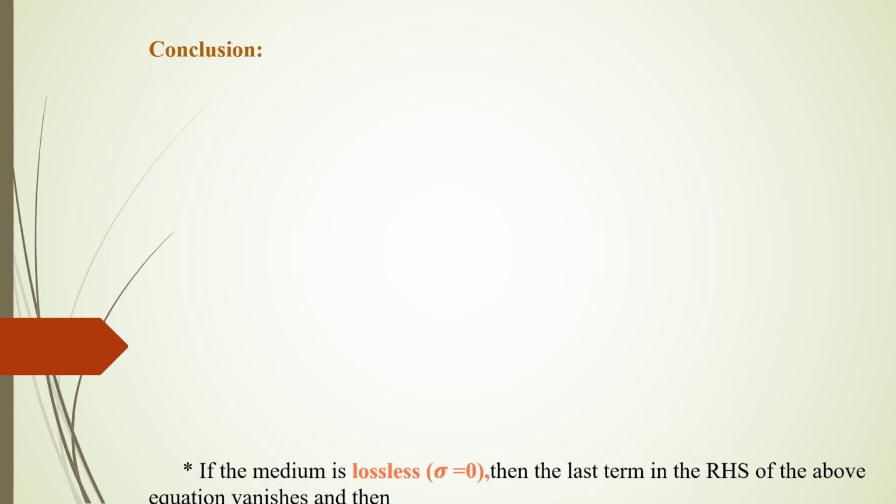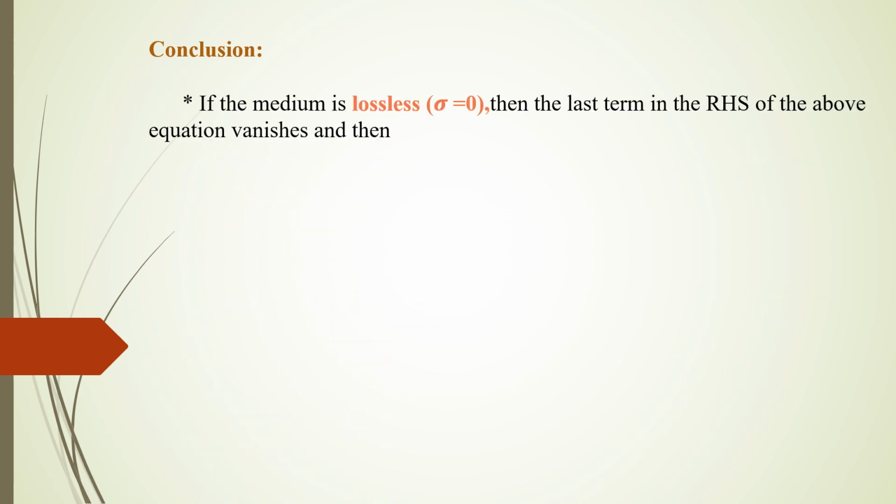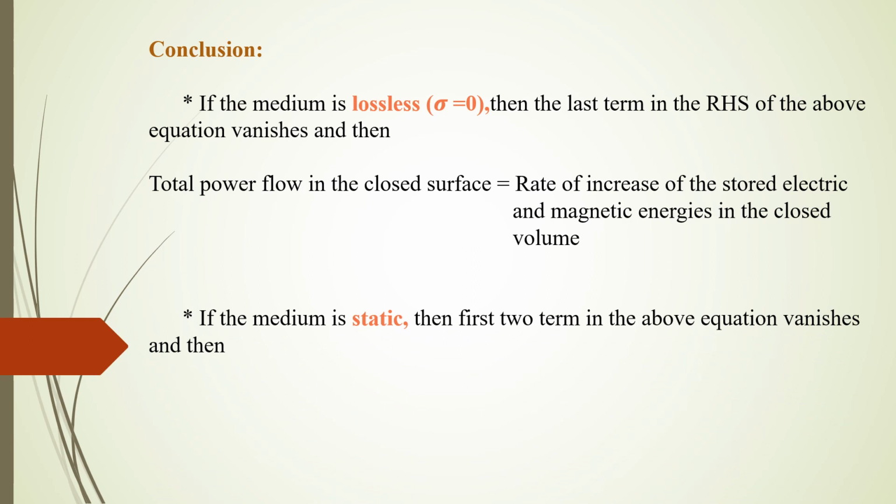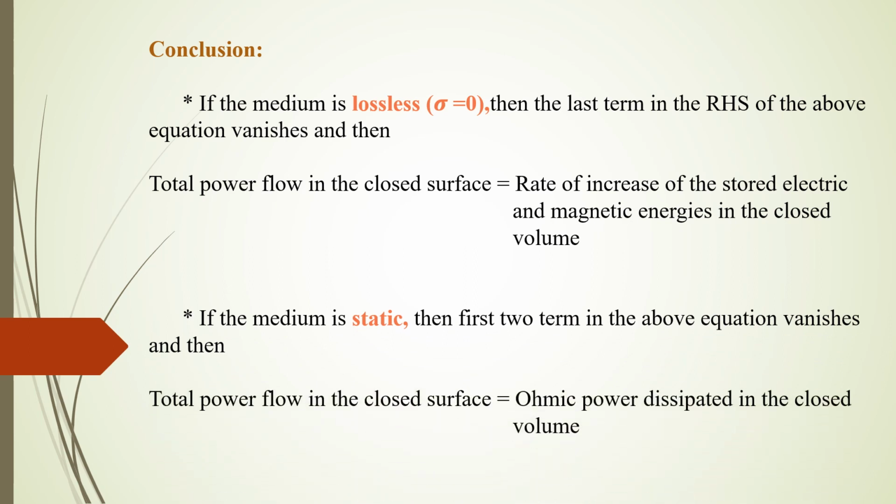So the conclusion is: if the medium is lossless, then σ equals 0, and the loss term on the right-hand side of the above equation becomes 0. Then the total power flow through the closed surface equals the rate of increase of the stored electric and magnetic energy in the closed volume. And if the medium is static, not dynamic, then the first two terms in the above equation vanish, and the total power flow through the closed surface is equal to the ohmic power dissipated in the closed volume.